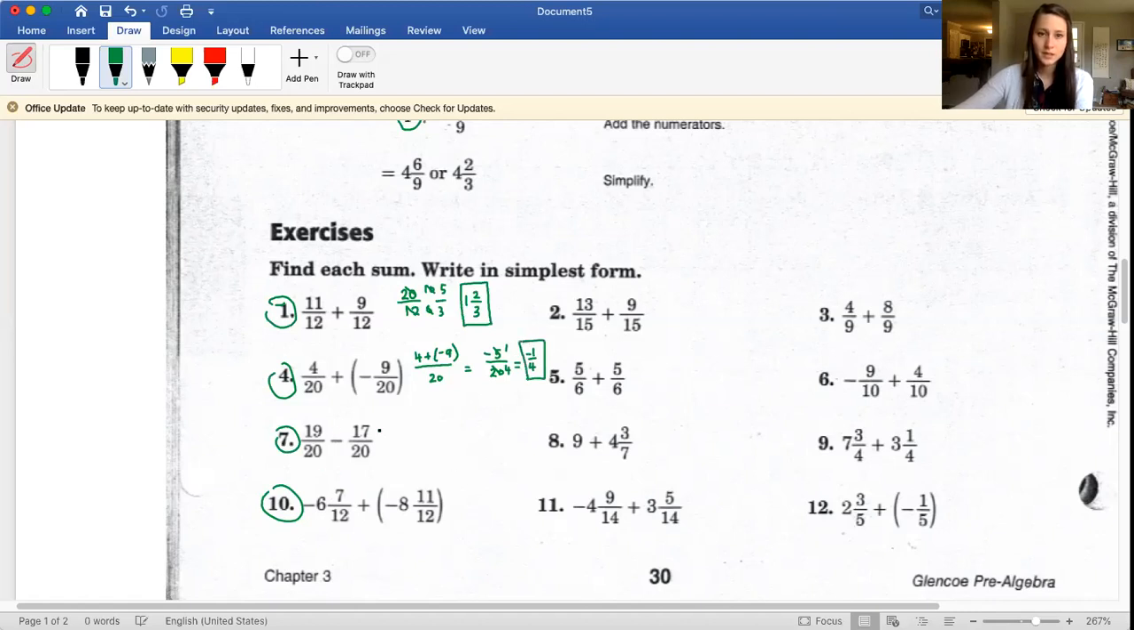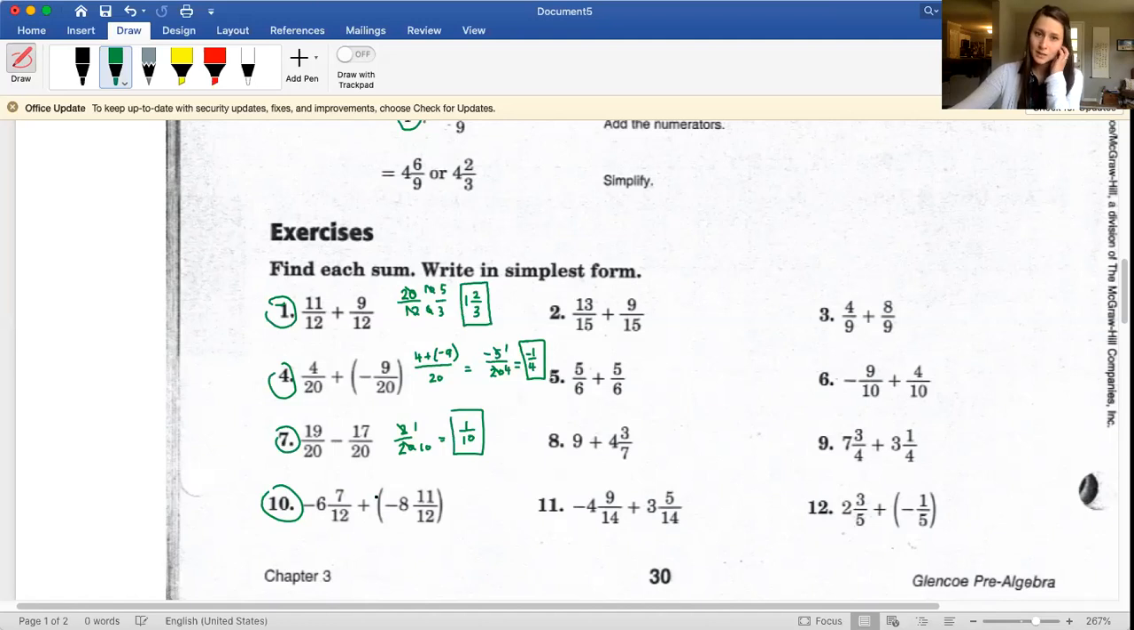Okay, number 7. Oh, I've got some subtraction here. Where did that come from? Because we're supposed to do subtraction on the back. Anyway, 19 minus 17 is 2. So it's 2 over 20. And then that becomes 1 over 10. So my answer is 1/10.